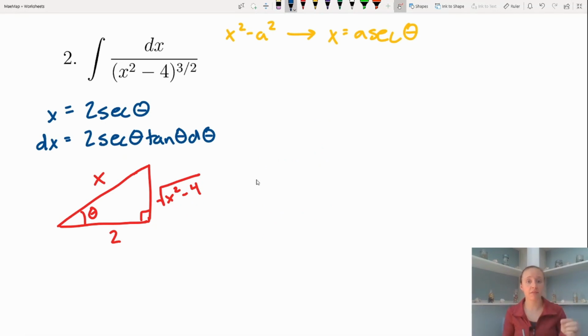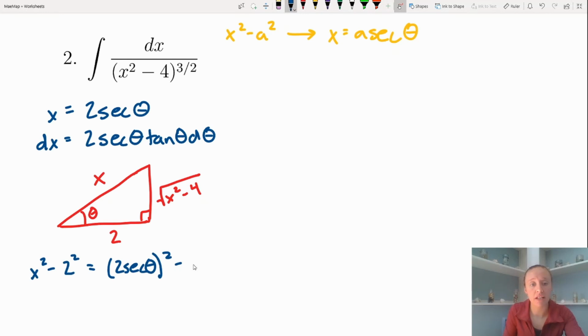Now let's go ahead and figure out that x squared minus a squared to make integrating easier. So x squared minus a squared, when I plug in what x is equal to, that's my a secant of theta. So if I have x squared minus 2 squared, that's going to be 2 secant of theta squared minus 2 squared. Distributing that exponent in, that's going to be 2 squared secant squared of theta minus 2 squared.